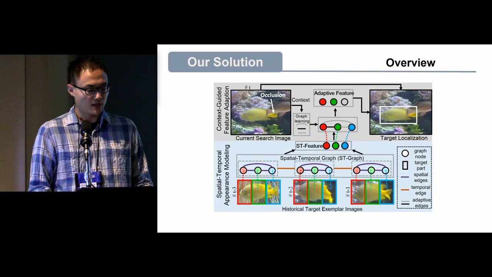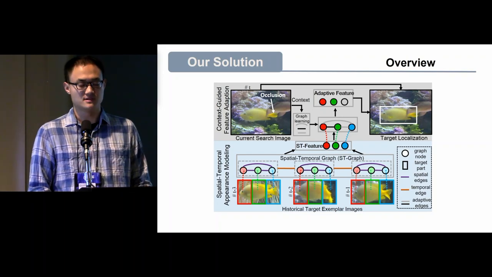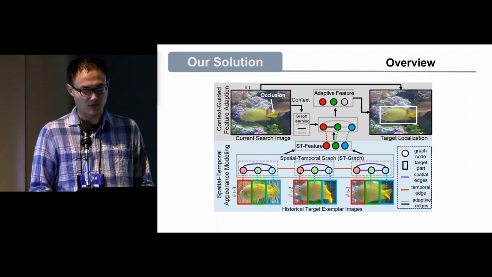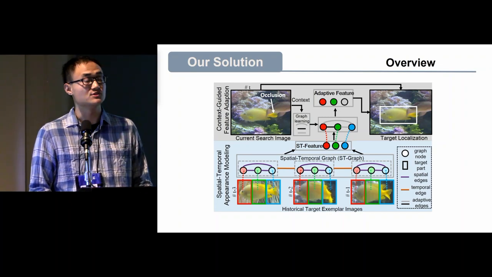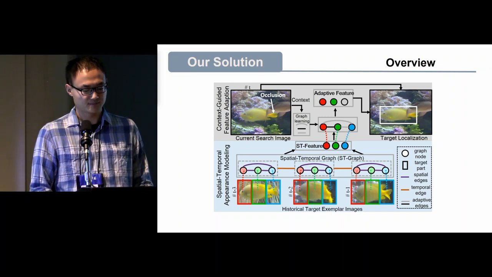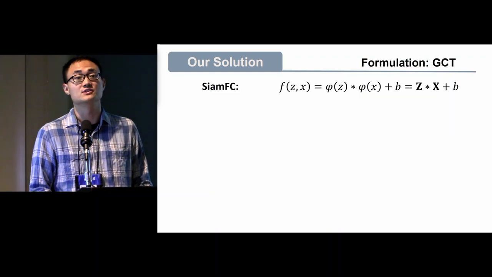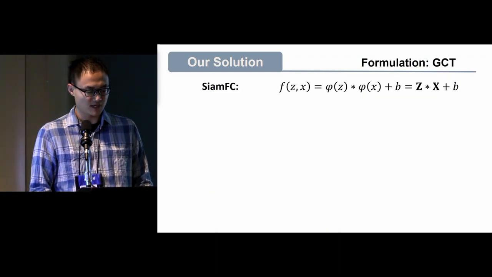So, inspired by the above observations, we propose an end-to-end graph convolutional tracker, GCT, based on the SiamFC method, which can jointly consider both the spatial-temporal information and the target context information of the current search image. SiamFC learns a similarity function f to compare an example image z to a search image x in a learned convolutional feature embedding space phi.